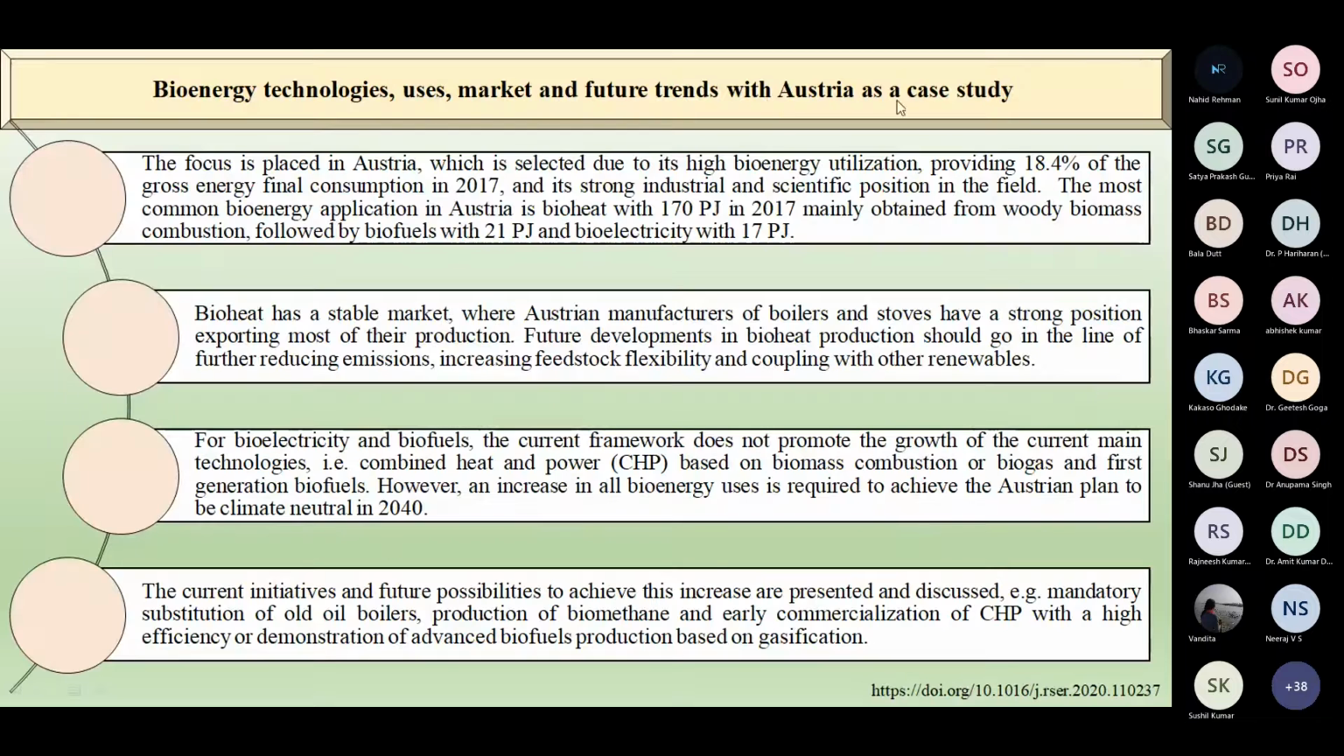This is another case study of Austria, where technologies, uses, market and future trends were studied. They found out that bioheat has a stable market, and so bioheat is considered as one of the very important bioenergy applications in Austria. It was realized that 170 PJ in 2017 was obtained from woody biomass only.